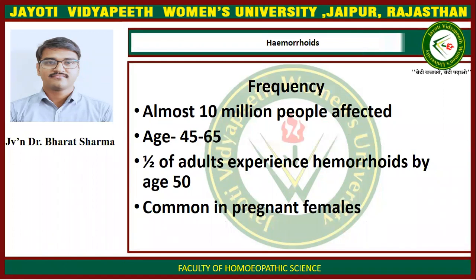Frequency: almost 10 million people are affected by hemorrhoids. The common age for affection of hemorrhoids is 45 to 65 years. Half of adults experience hemorrhoids by the age of 50. It is very common in pregnant females.